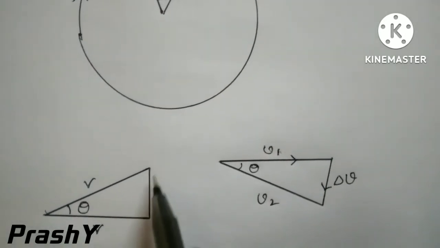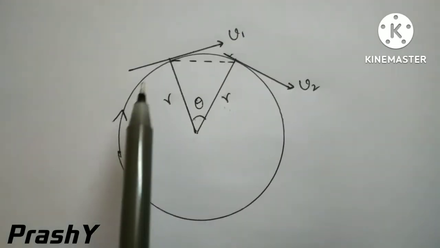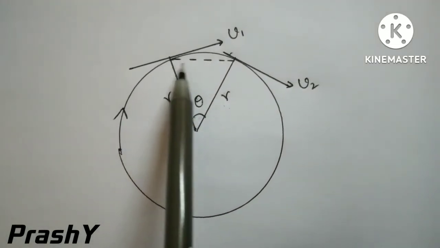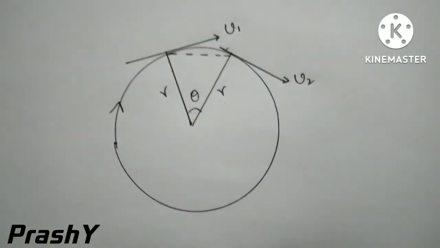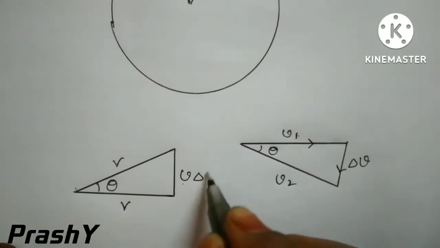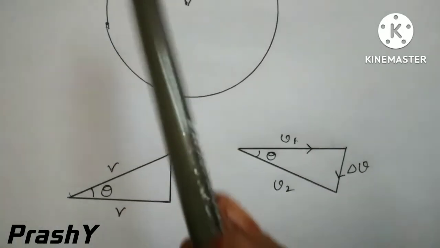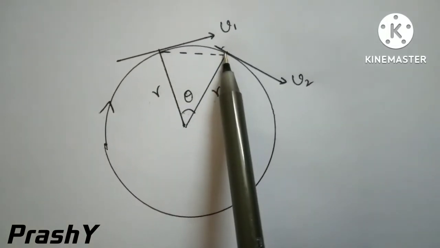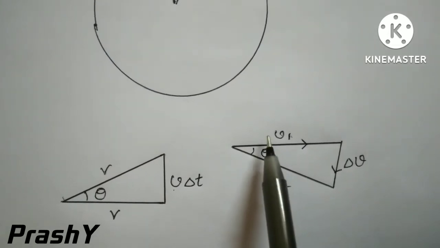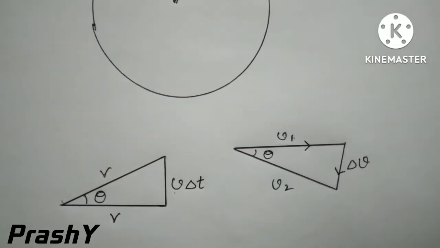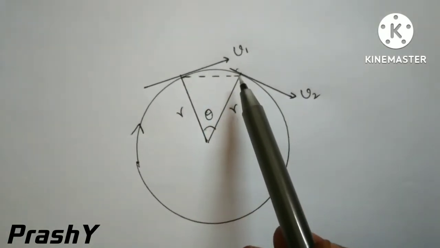Then what should this side of the triangle correspond to? Now look here. This is the arc length. This arc length should be exactly equal to v delta t. Here delta t is the amount of time taken by the object to move from here to here, and v is the speed. And here v1 is equal to v2 because we are taking it as a constant speed. The arc length is v delta t.